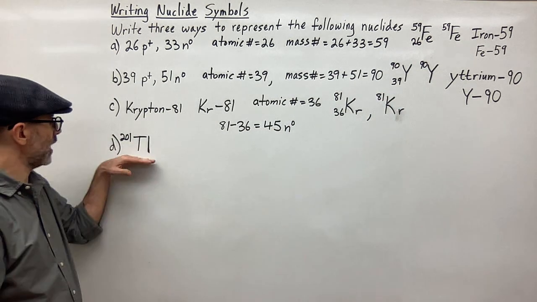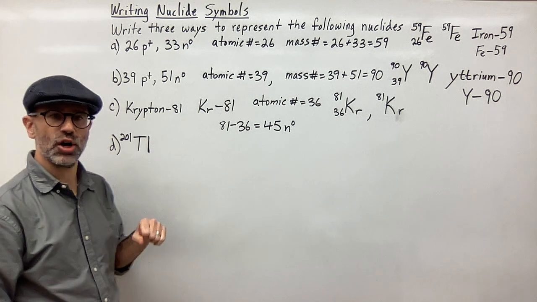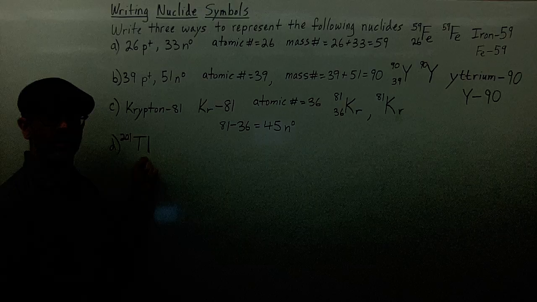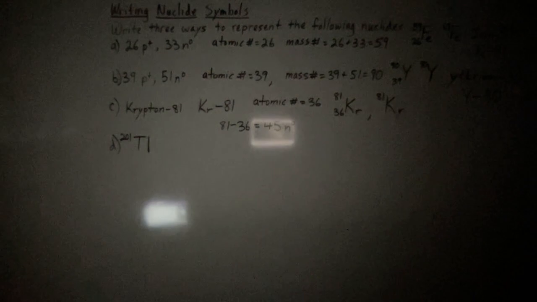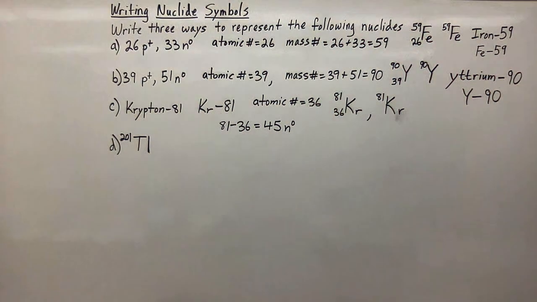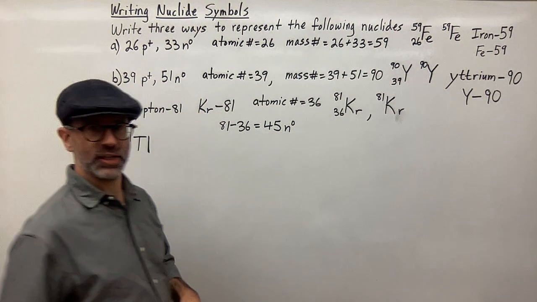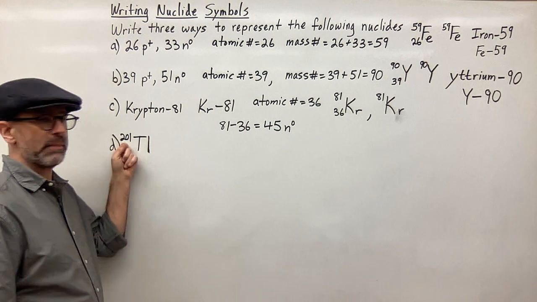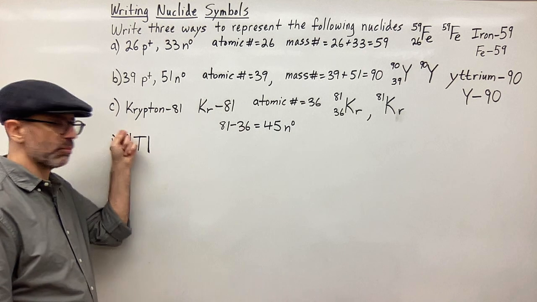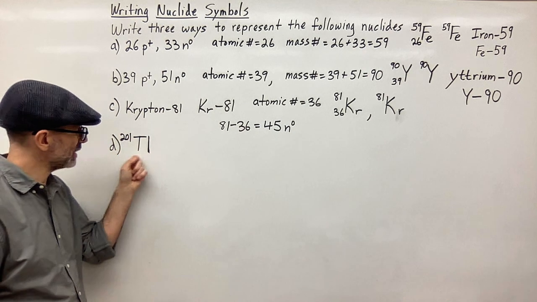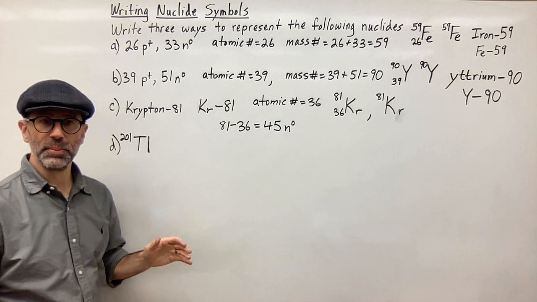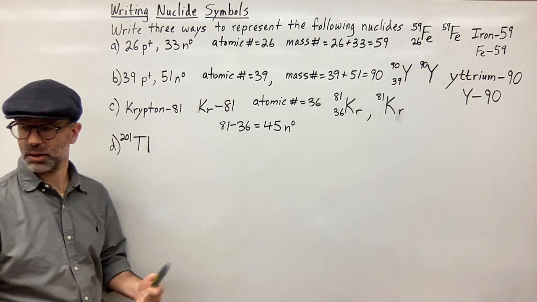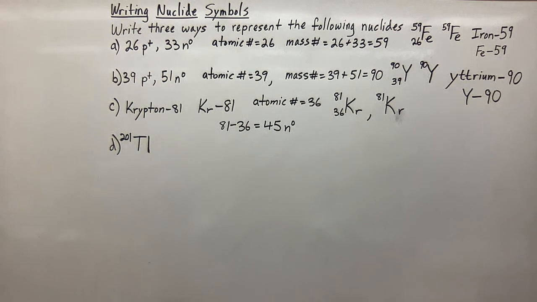And then finally, we have this symbol of our nuclide. We're given Tl, and then we're given the mass number 201. So this top number is 201 for the mass number. We're given the symbol, so we look up the symbol on our periodic table to find what atomic number it has, and therefore the number of protons.